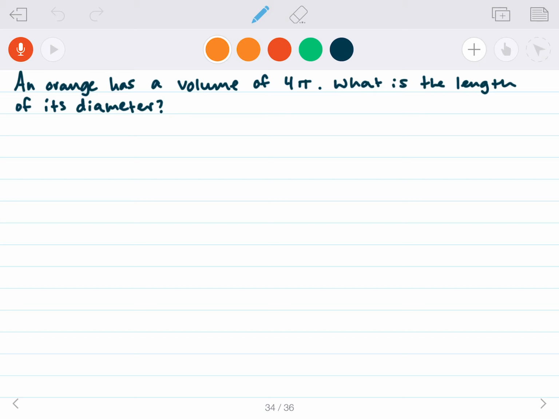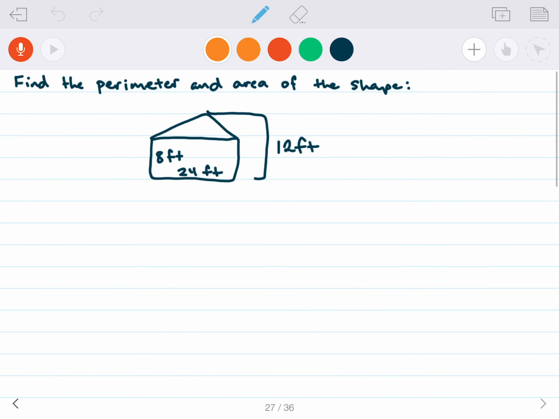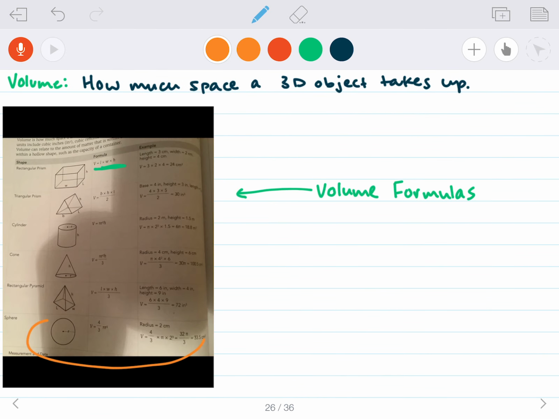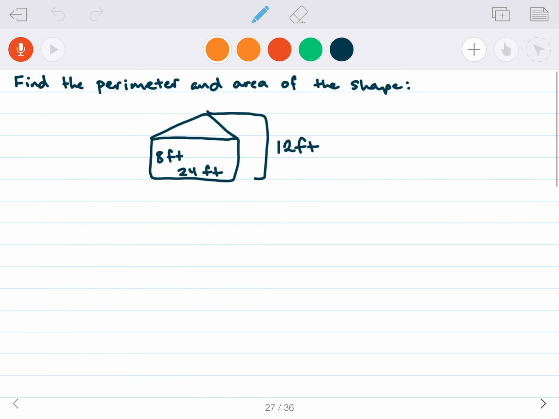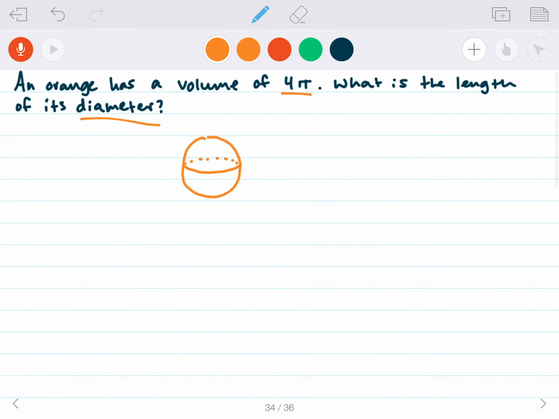So an orange has a volume of 4 pi. What is the length of its diameter? So the orange is closest to a sphere. I mean, obviously oranges aren't perfect spheres, but close enough for estimation purposes. So if we go back to our formula sheet, we see that the volume of a sphere is down here: 4/3 pi r cubed, where r is the radius again.